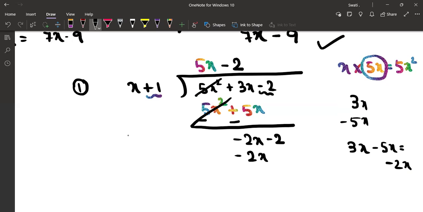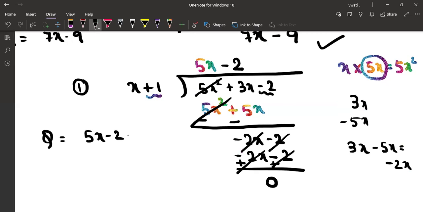So what is plus into minus? Minus. And what is 1 into 2? It's 2. Now you can see, of course, we'll change the sign. So minus will become plus, minus will become plus. What is minus and plus? 0. What is minus and plus? 0. So the answer is this. So what's the quotient? 5x minus 2. What's the remainder? 0. Clear, Manu? Is this part clear?